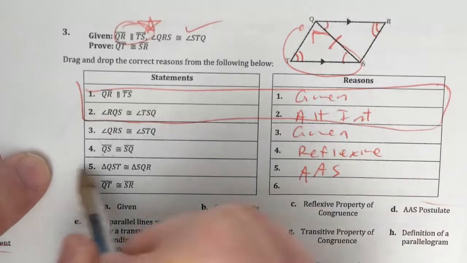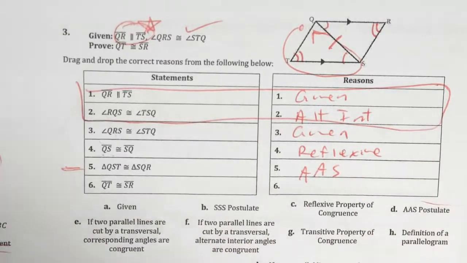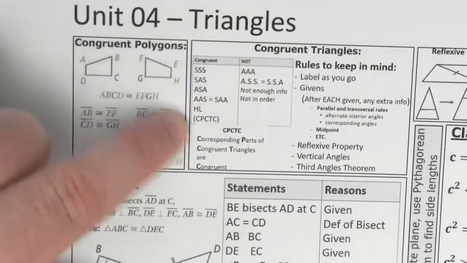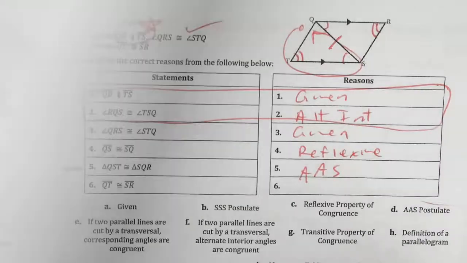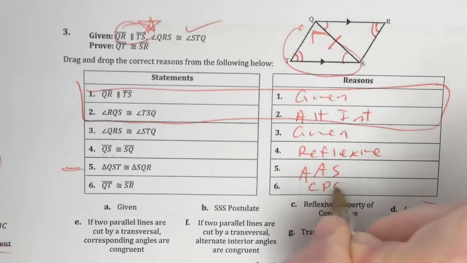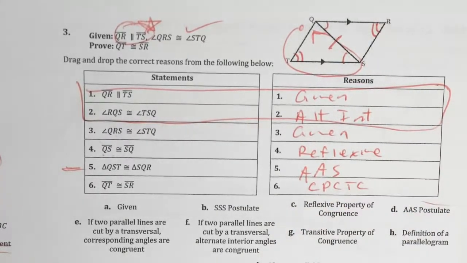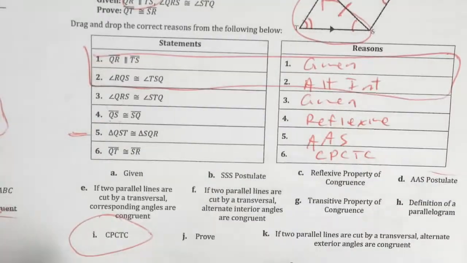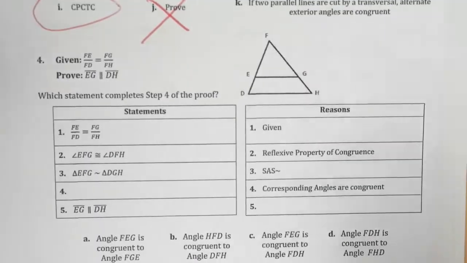Once you prove that triangles are congruent, which is what we did here, if you have to take a step further, it's usually CPCTC. So CPCTC, corresponding parts of congruent triangles are congruent, which is right here. It's never prove. Prove is never going to be one of the things you say. All right, and number 4.